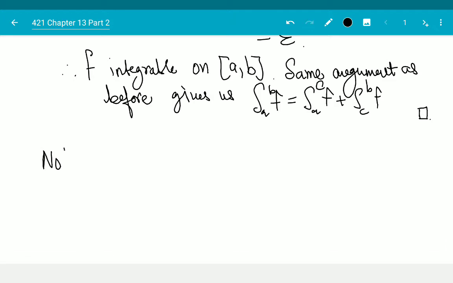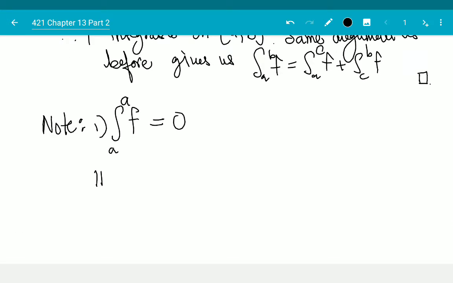Note, integral a to a of f is always 0, right? Because there's only one partition, which is just t0. I don't have any other points. The max is the value f of a. The min is f of a. When I multiply by the length of the interval, that part is 0 though. So that gives you 0.